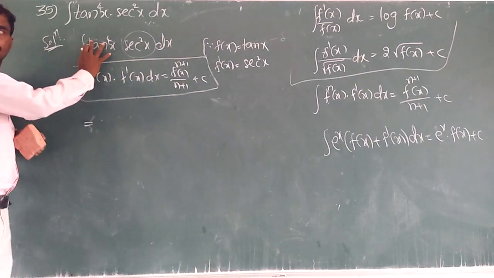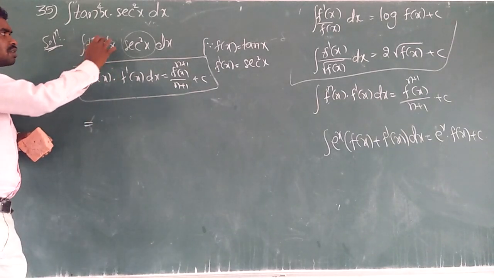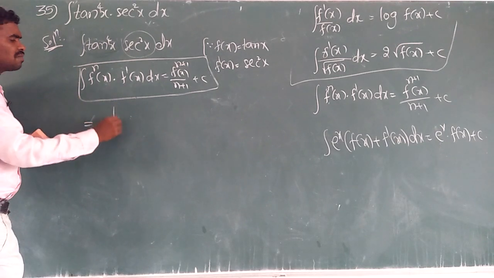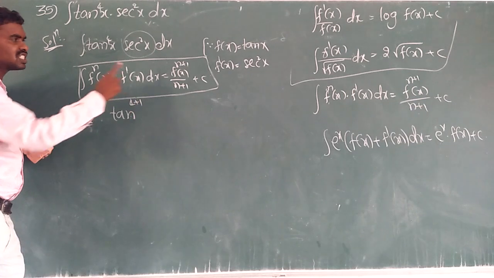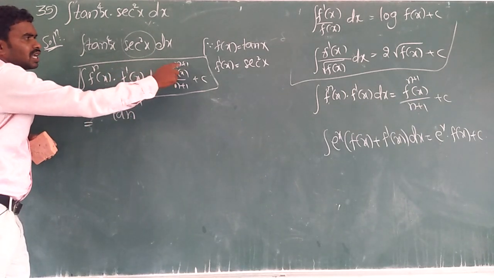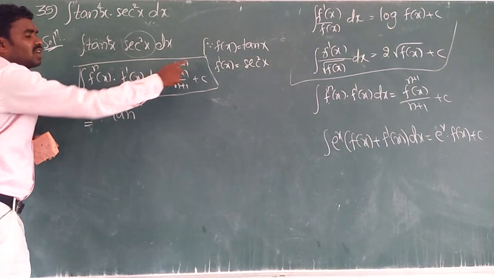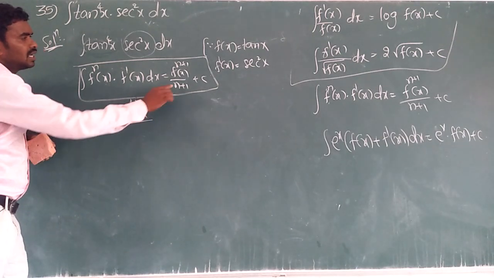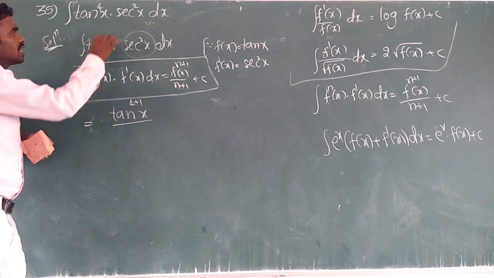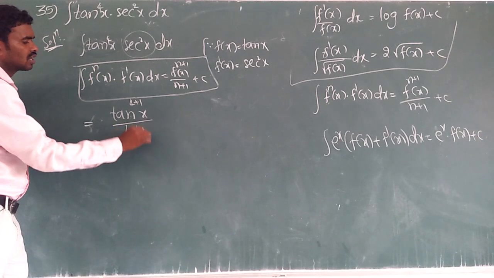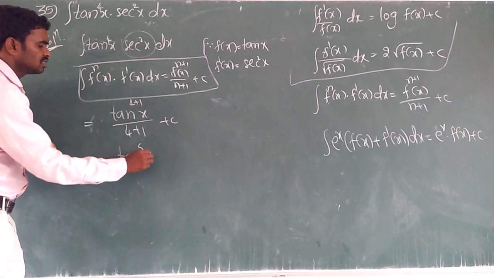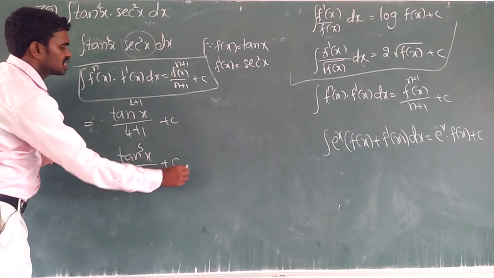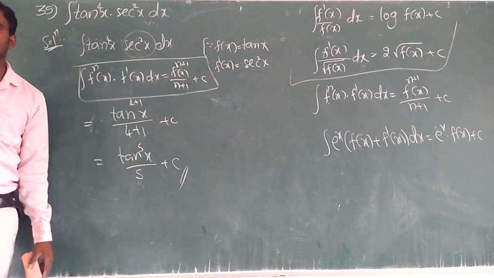This is nothing but the function, and the function power is 4. The function power will be increased by 1, so for function power n we write n plus 1 by n plus 1. Here n means 4, so 4 plus 1 plus c. This is the only answer, you can write the answer in a single step. That's it, so this is the answer of the given question.